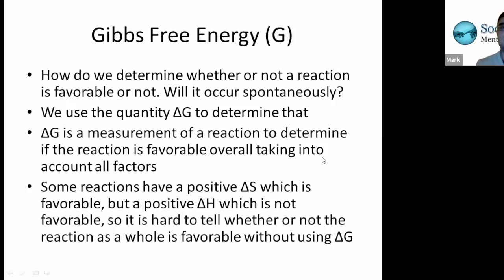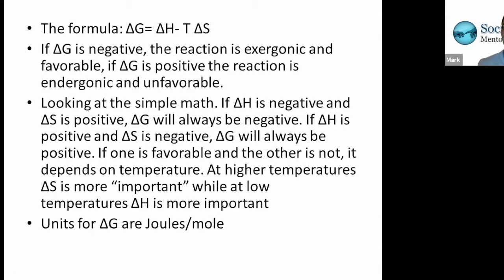Okay. How do we find delta G from delta H and delta S, right? So we have this formula, delta G equals delta H minus T delta S. And T is temperature in Kelvin, okay? The temperature of the reaction. This only really works at constant temperature, but on the MCAT, almost all reactions will be at constant temperature. If delta G is negative, the reaction is exergonic and favorable. If delta G is positive, the reaction is endergonic and unfavorable.